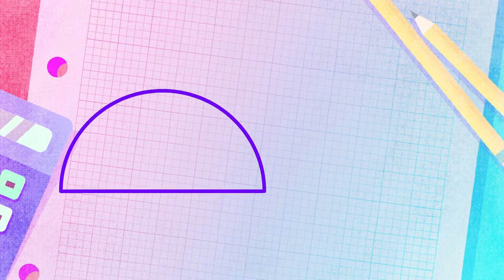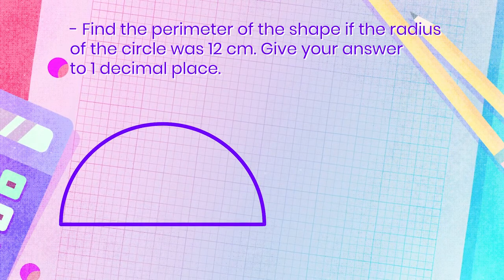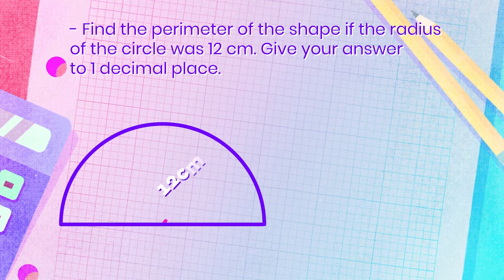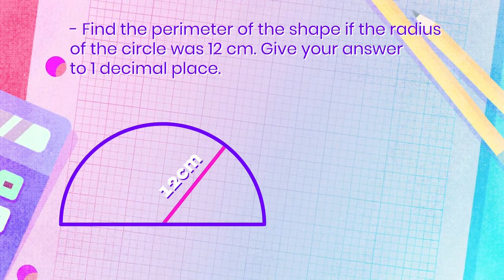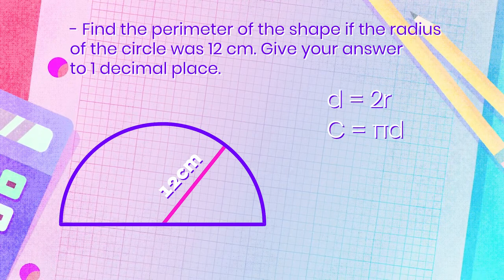As a second example, a semicircle is drawn, and then a straight line connects the two ends. Find the perimeter of this shape if the radius of the circle was 12 centimeters, and give your answer to 1 decimal place. Since a semicircle is half a circle, we need to be careful with our calculations.